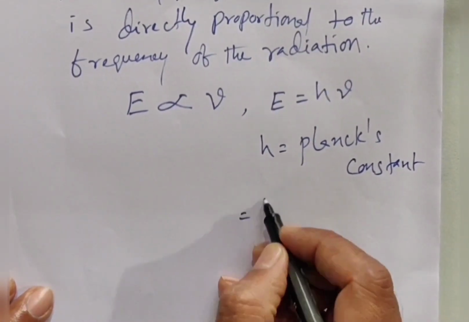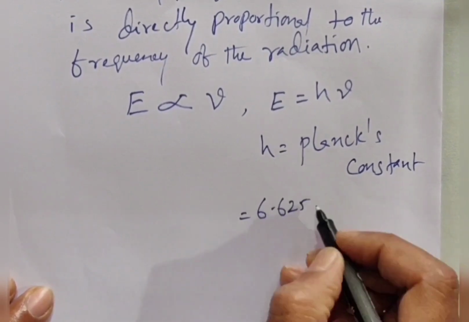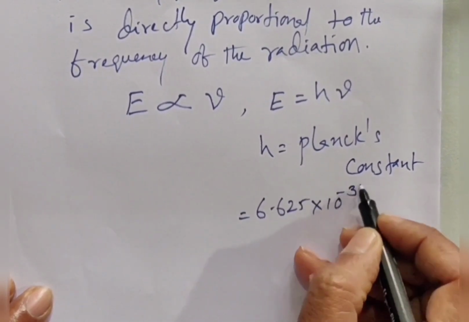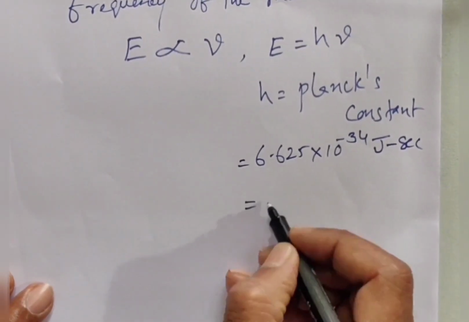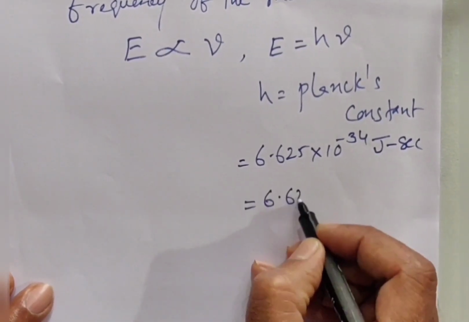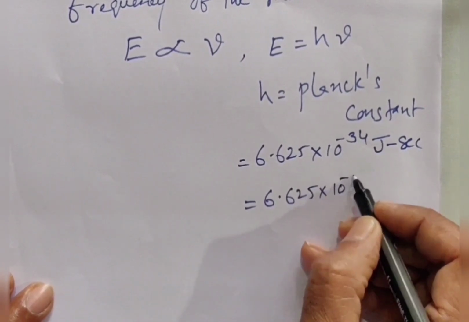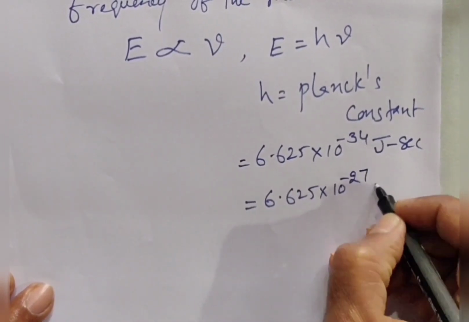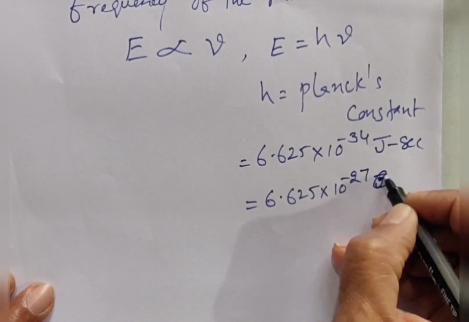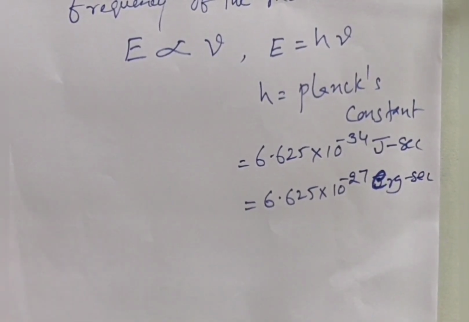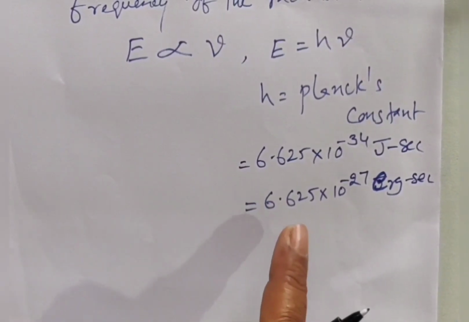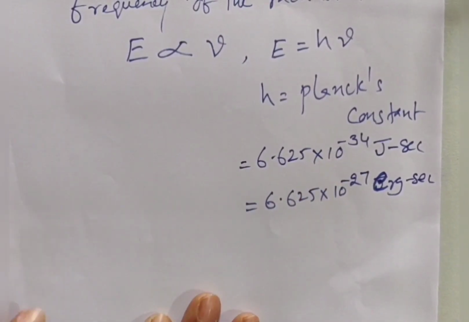Its value is 6.625 into 10 power minus 34 joule second. In ergs, 6.625 into 10 power minus 27 erg second. So these are the important values of Planck's constant.